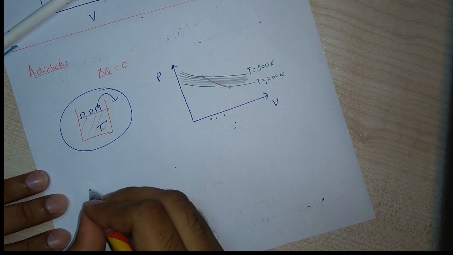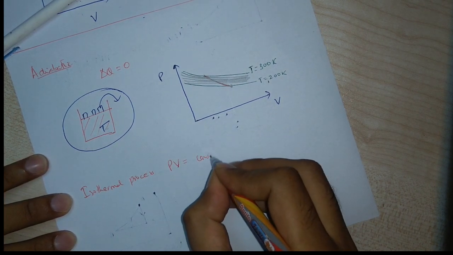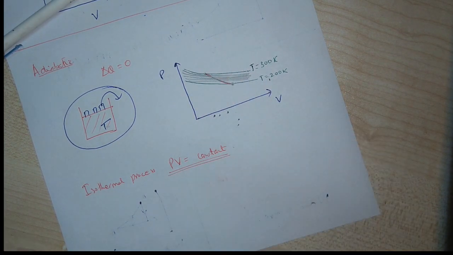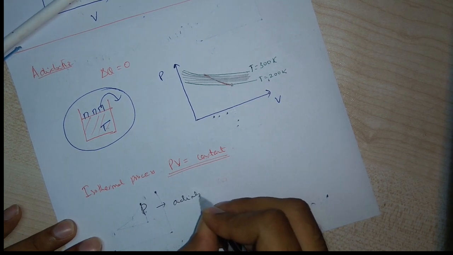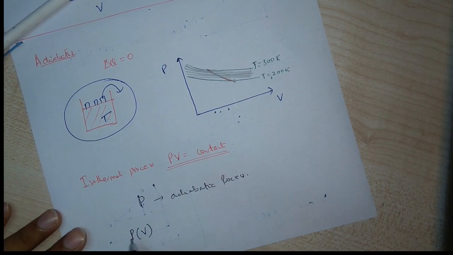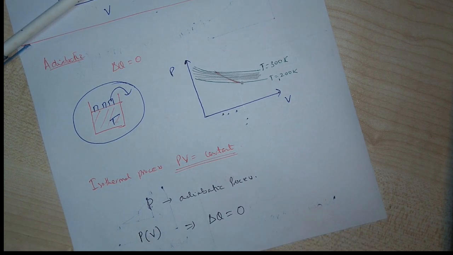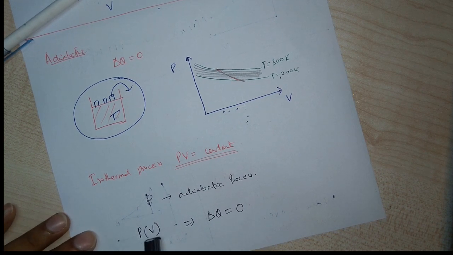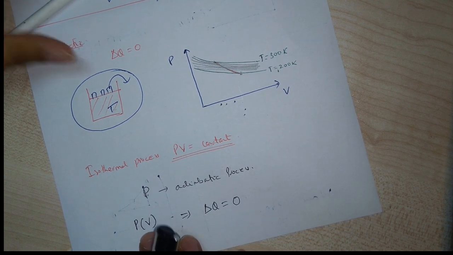Now we know that for an isothermal process, PV is equal to a constant. This was valid for an isothermal process where the temperature remains constant. Now my question is, what is the equation for P for an adiabatic process? What I want to know is the value of P as a function of V, given that the heat supplied is equal to zero. So now we'll develop an equation for P.